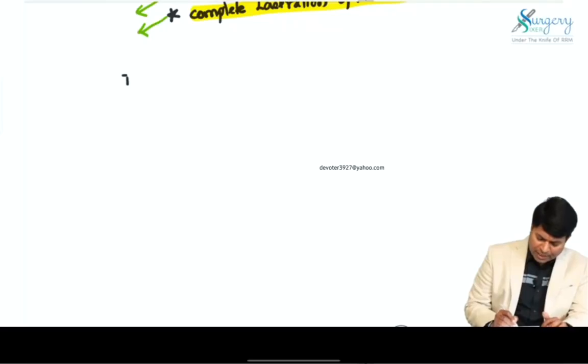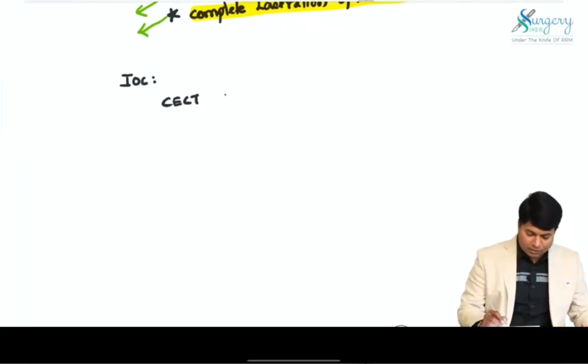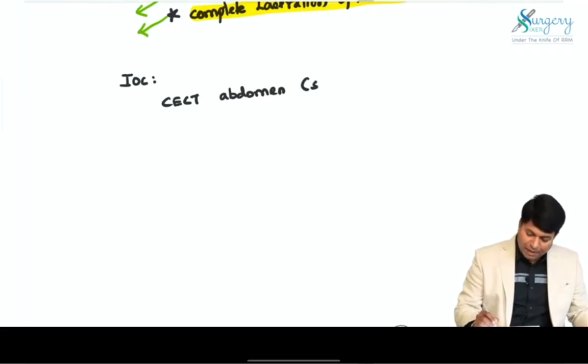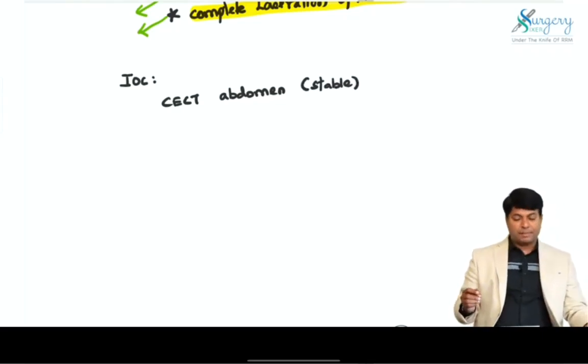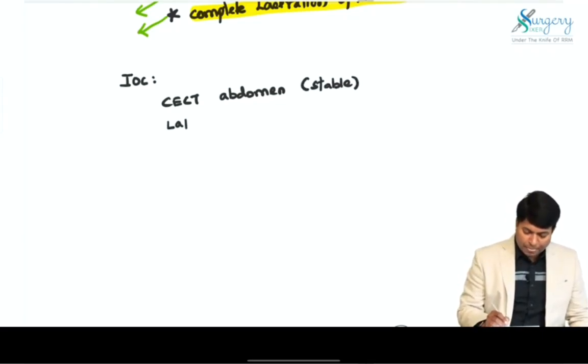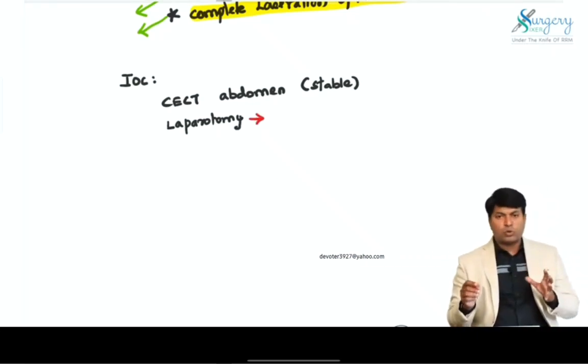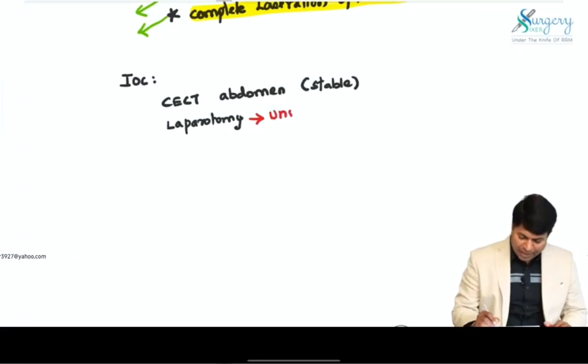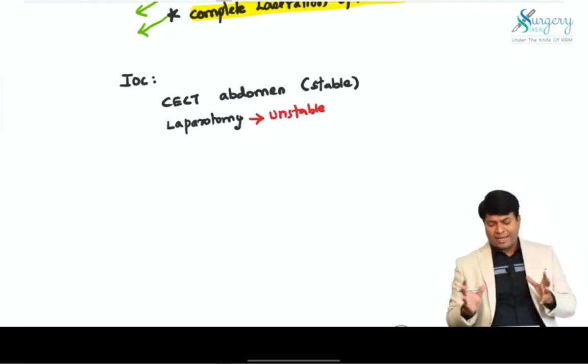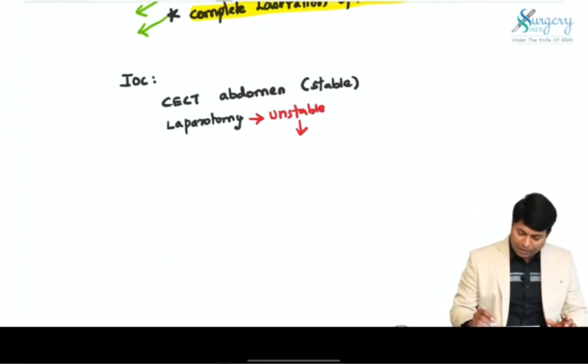Now, investigation of choice. I just told you the investigation of choice is CECT abdomen, if the patient is stable. If unstable, we have to do laparotomy. In laparotomy, if there is bleeding from the kidney source and the patient is unstable, we may even need to do nephrectomy. If there is huge bleeding from the renal artery and renal vein area, we have to do nephrectomy.